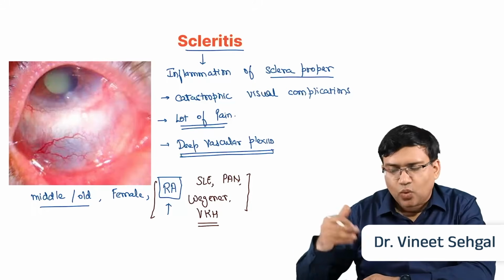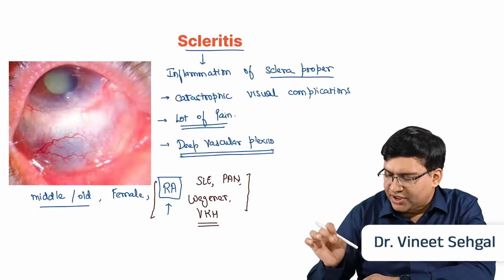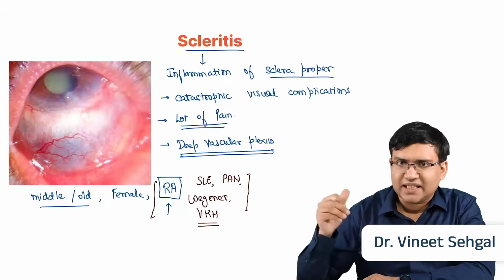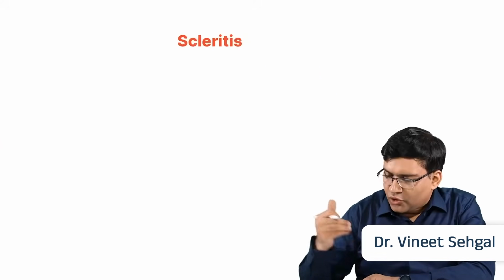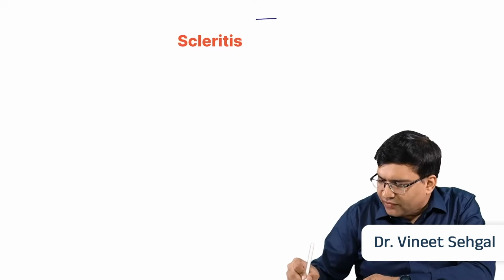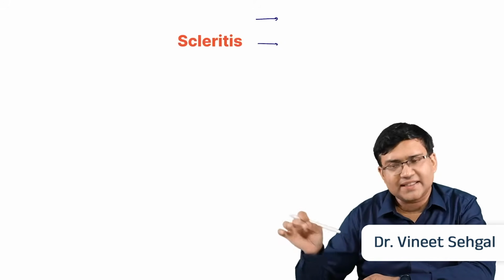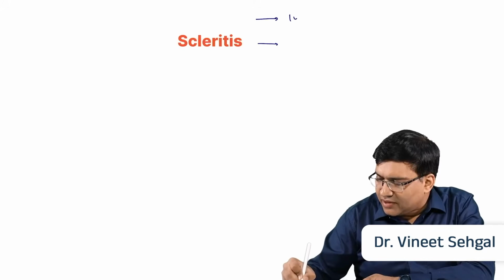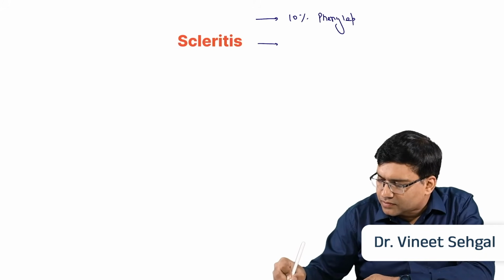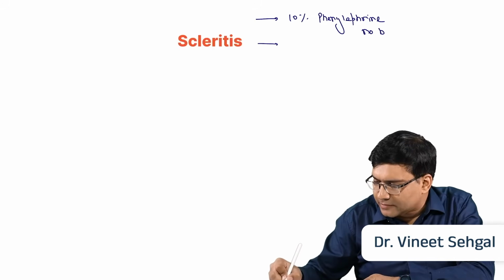Now let us learn the various types of scleritis and how to differentiate a patient of scleritis from episcleritis. First of all, two points which I repeat once again. If we have to differentiate between scleritis and episcleritis, with 10% phenylephrine solution there is no blanching.